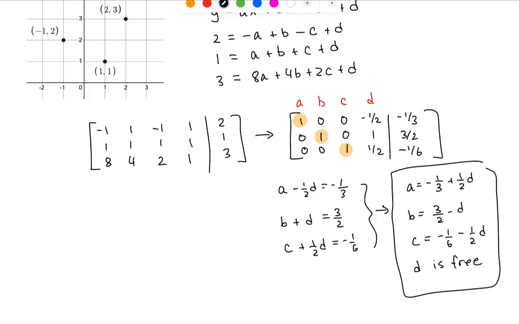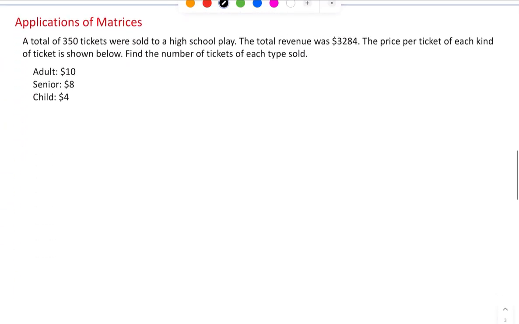Okay, let's go to the next problem. A total of 350 tickets were sold to a high school play. The total revenue was $3,284. The price per ticket of each kind of ticket is shown below. Find the number of tickets of each type sold.